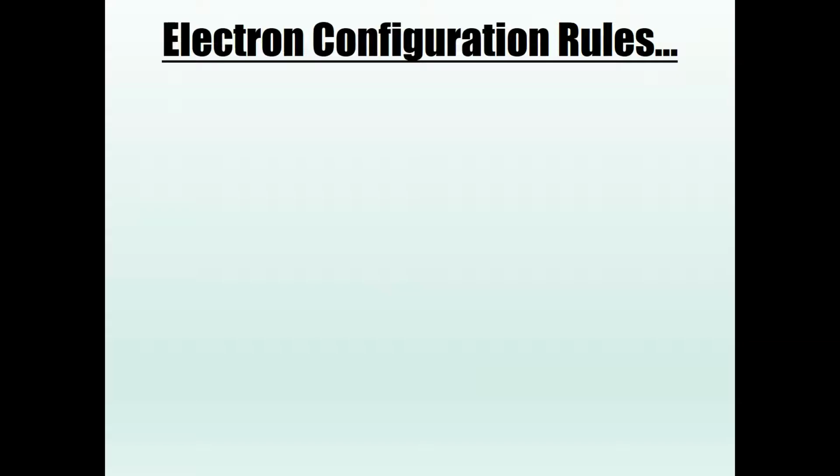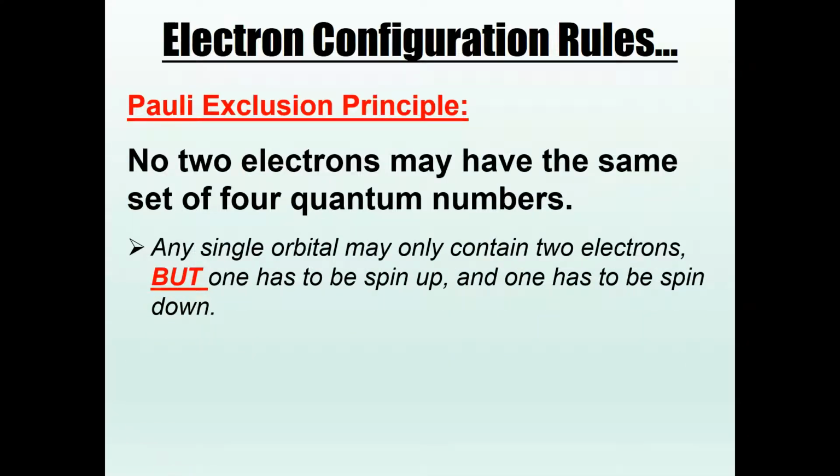Our next configuration rule is Pauli exclusion principle. This is the one that says that no two electrons can have the same set of 4 quantum numbers. Basically, they need to have a unique address, otherwise they would not be different electrons. If they had the same quantum numbers, they would be the same electron, so they must be unique. What that means for us in a practical sense, trying to use this chart, is that inside an orbital, you can only have 2 electrons. One of them needs to be spin up, and one will need to be spin down.